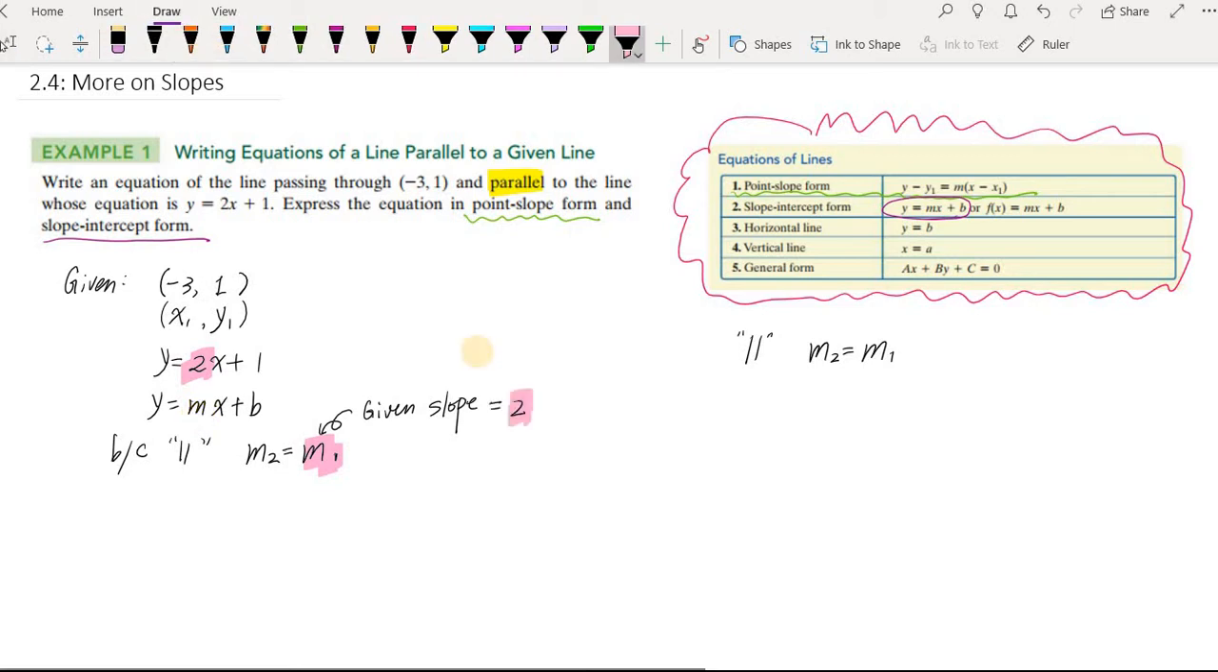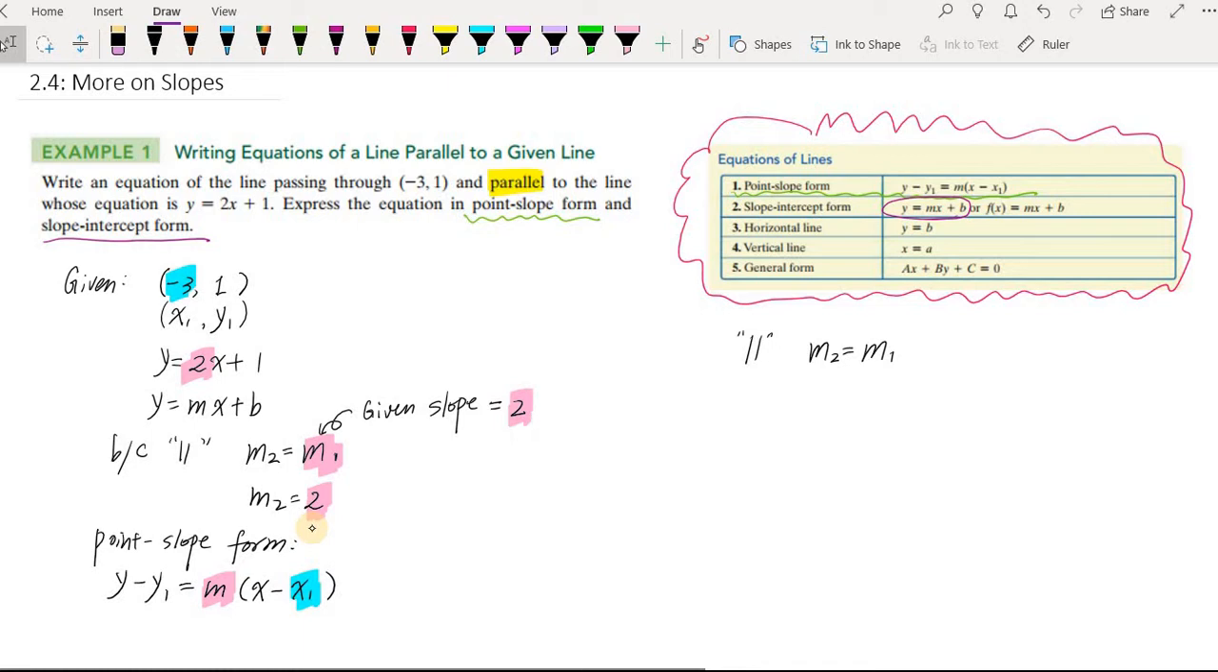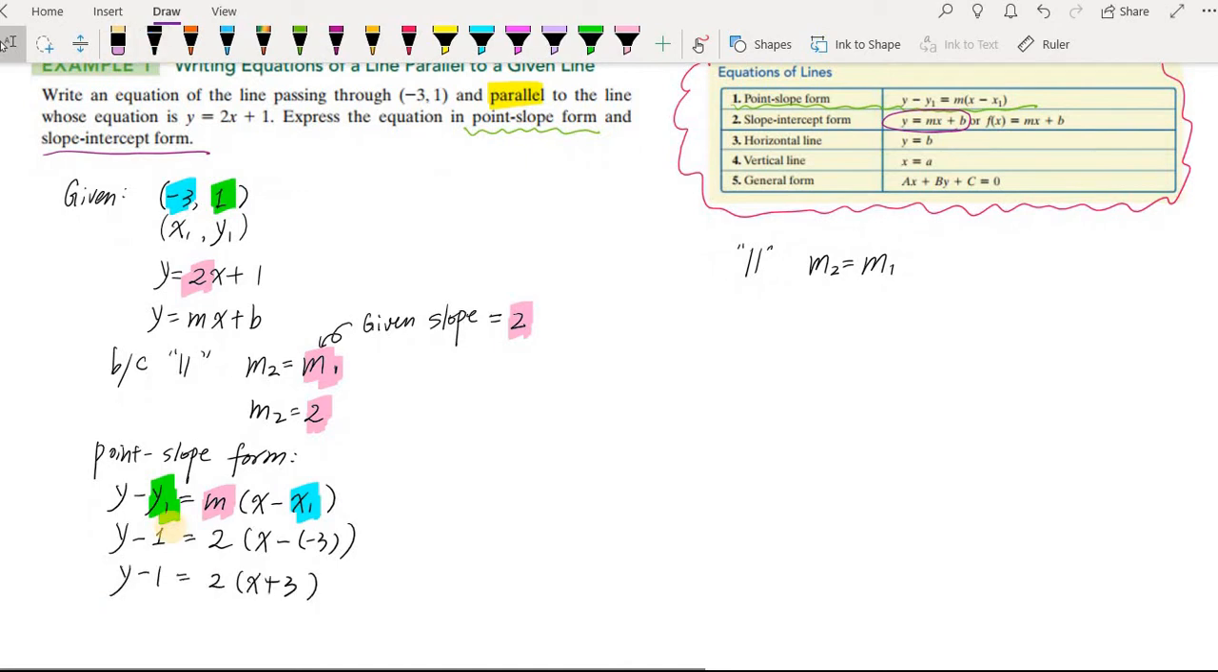Now we know the given slope, so our m2 should also be equal to 2. Since we have x1 and y1, we're going to use the point-slope form. This is my m2, so we find a new m. We also have our x1 and our y1 right there. All we have to do now is plug in, and then simplify it a little bit, because we want point-slope form. So I finished it. That is the point-slope form.